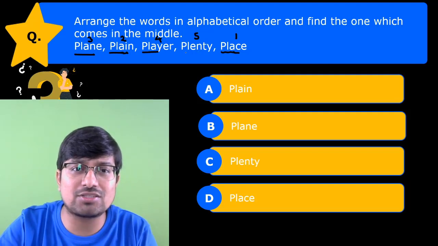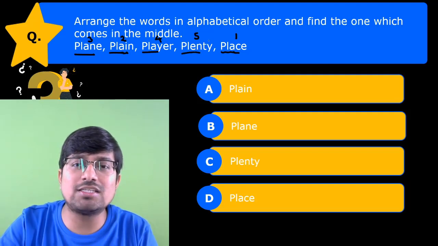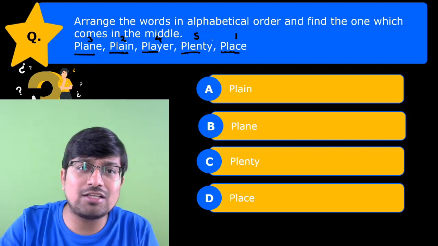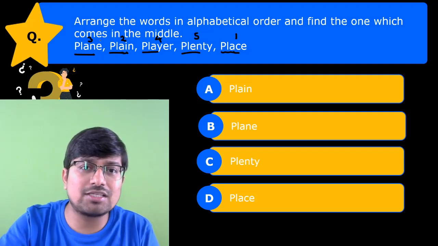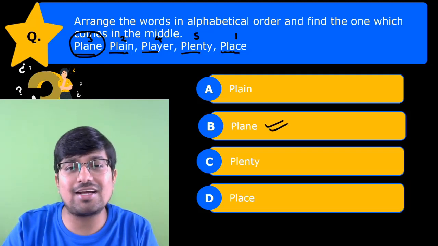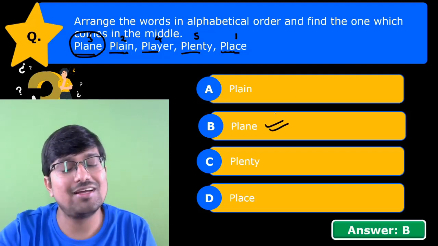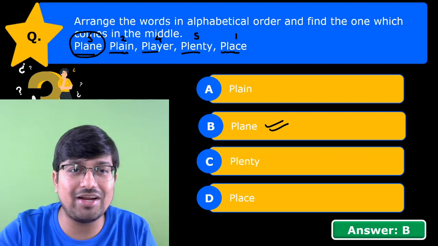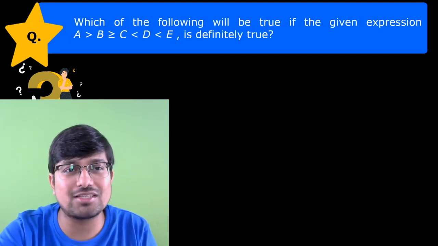So now arrange the words in alphabetical order and find the one which comes in the middle. Comes in the middle, that will be Plane. Plane comes in the middle, and that is the correct answer. Option number B is the correct one. Clear everyone? So these are very easy questions.